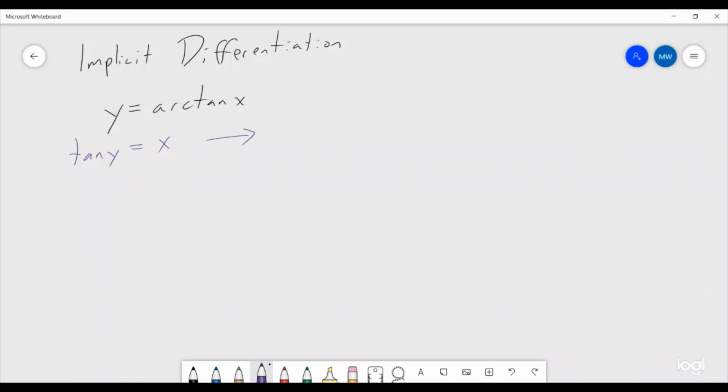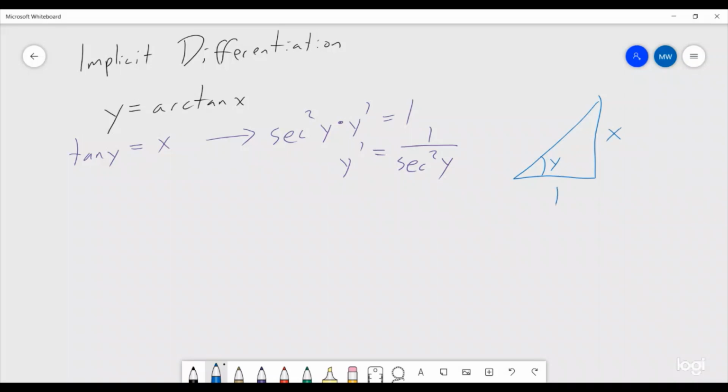So the derivative of tangent goes to secant squared of y times the derivative of the inside, and that's equal to 1, so y prime is 1 over secant squared y. Now the problem is we have given y prime in terms of y when we need it in terms of x. So we're going to need to solve for y in terms of x, and this is where we can go back to those triangle problems we were talking about earlier, where tangent of y equals x, so that means some angle is y, and the ratio of sides gives us x. So that'll be x and 1, and this side will be the square root of 1 plus x squared.